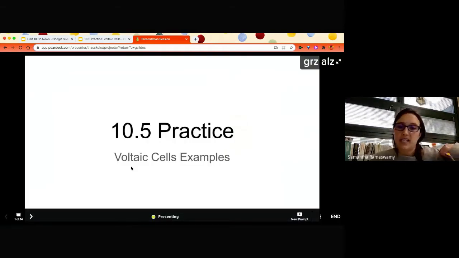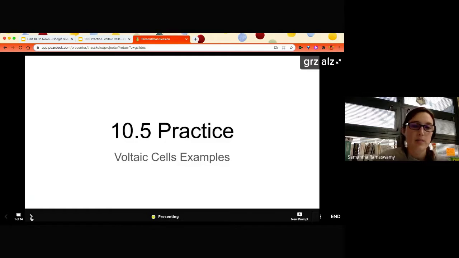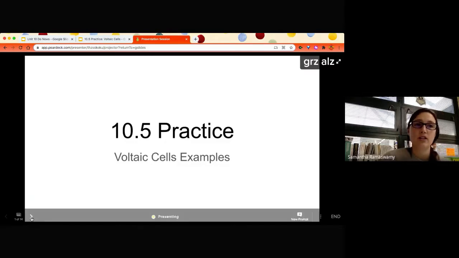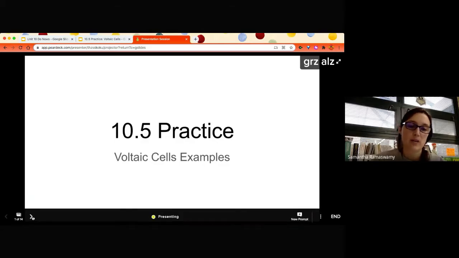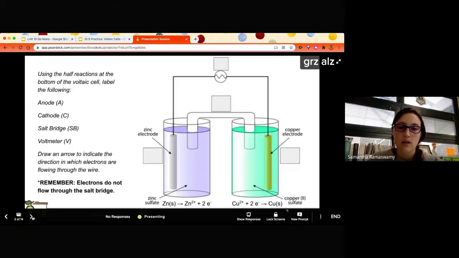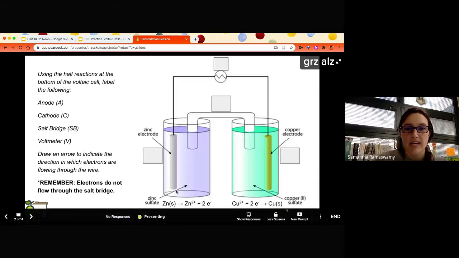Like I had said, this is some practice with voltaic cells. We're going to go through some questions. You might be drawing arrows, typing in responses, but we've done this before. It's just a way to practice and make sure that any questions you have get answered, or you get to see the actual practice questions, so you have an idea as to what AP style questions might look like with voltaic and galvanic cells.